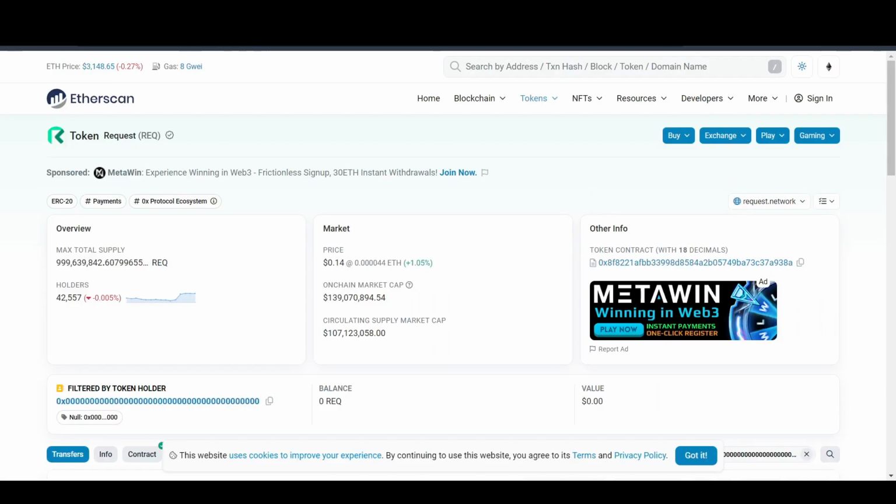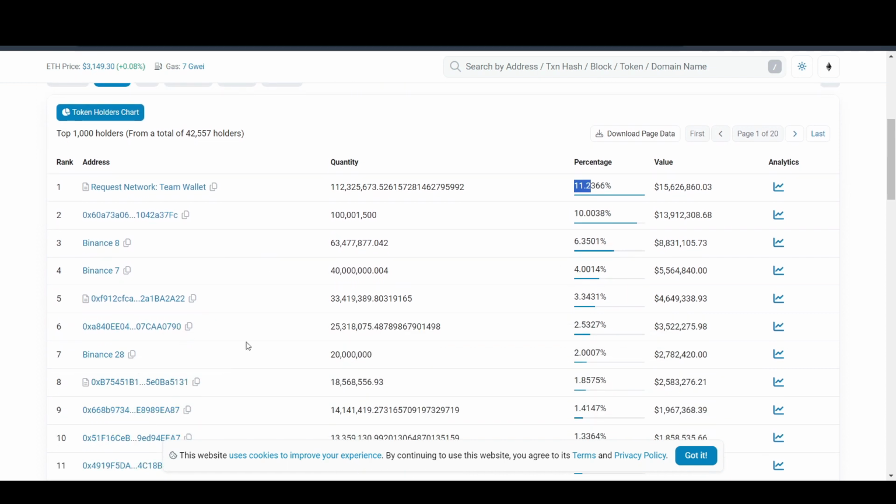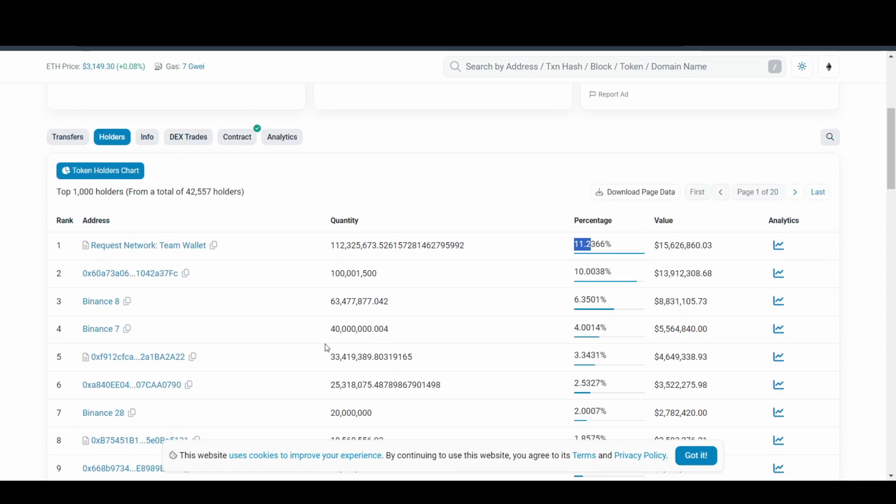So if you look at the holders, as you can see, as of now the team holds around 112 million, and after that I think this is also a team wallet as well. If we add these up, I think they are around 22%, and I think they also have another wallet, so that means we do have pretty good supply control by the team.